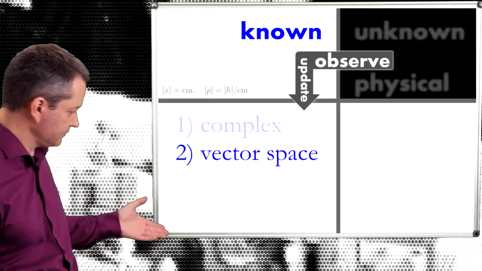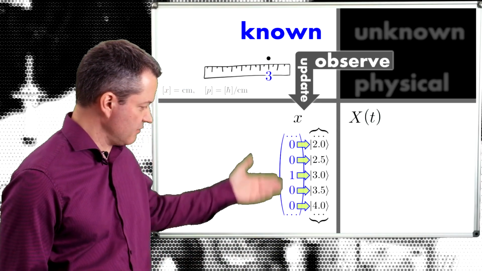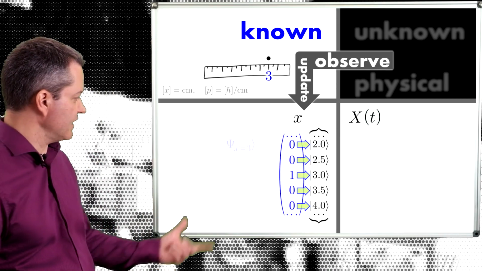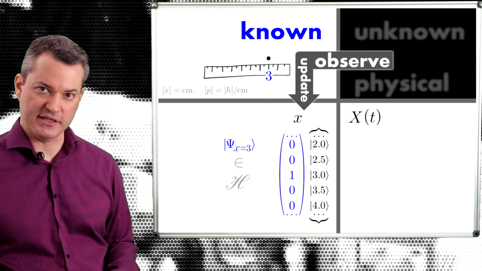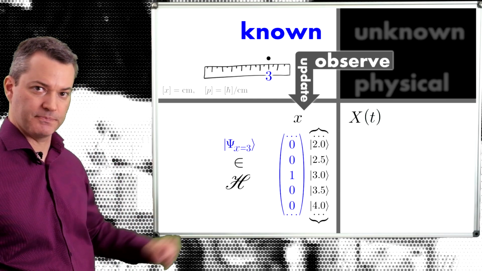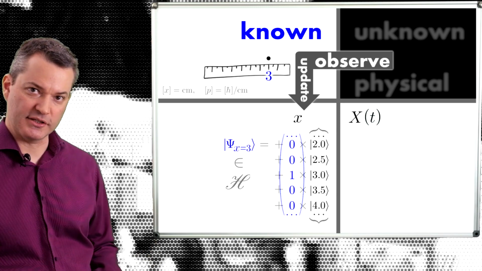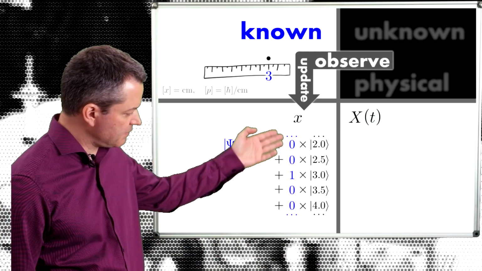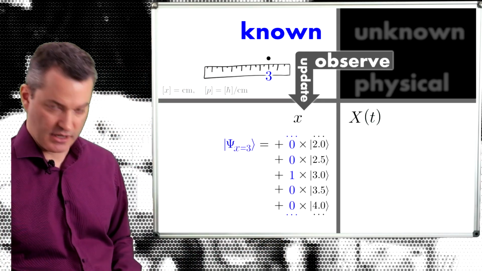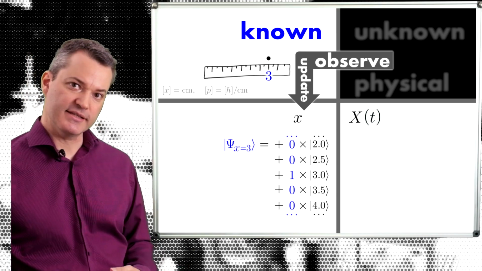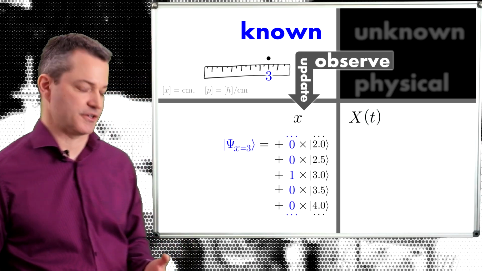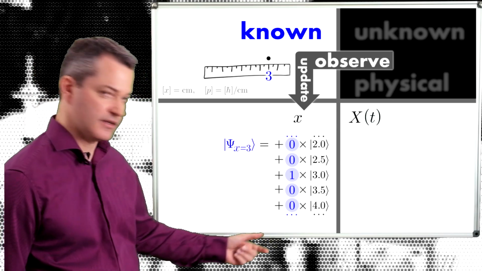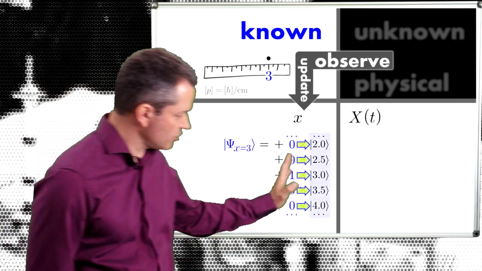Second, vector space. The amplitudes with respect to a chosen basis specify the representation of our knowledge as a vector in an abstract vector space, which we will denote by script H. We can write this vector as a linear combination of the basis vectors using the amplitudes as coefficients. The resulting vector is a basis-independent representation of our knowledge, and the amplitudes ψ(x) are simply the coordinates of this vector with respect to the chosen position basis.